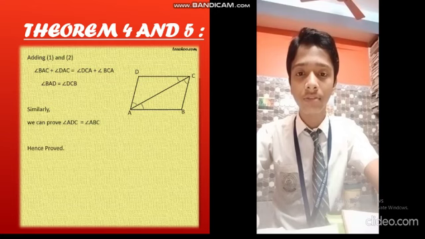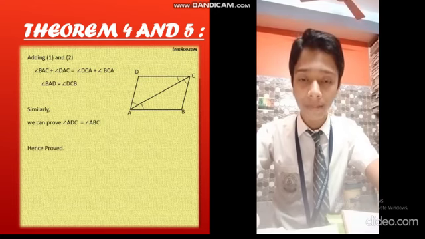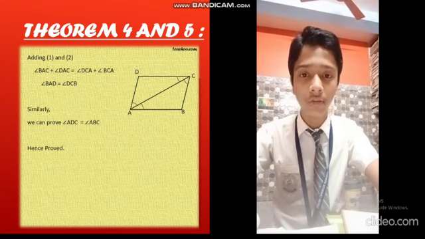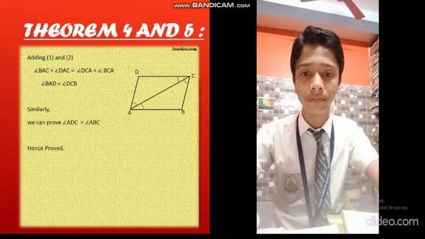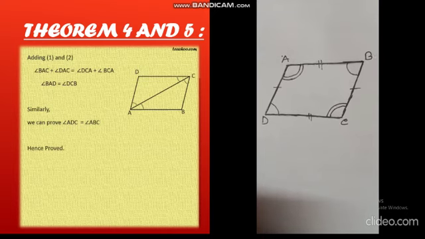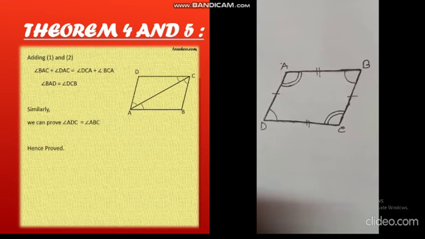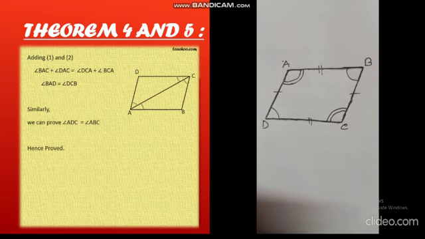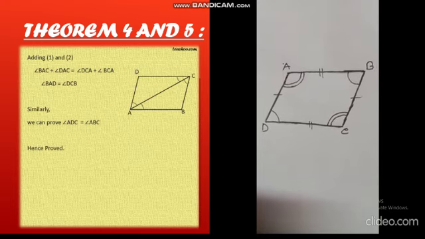Now let us see theorem 3 and theorem 4. In theorem 3 we see that in a parallelogram the opposite angles are equal, and theorem 4 is exactly the converse of it, that in a quadrilateral if each pair of opposite angles is equal, then it is a parallelogram. Here you can see in this parallelogram that angle DAB is equal to angle DCB and angle ADC is equal to angle ABC. Thus theorems 3 and 4 are proved, that opposite angles of a parallelogram are equal.